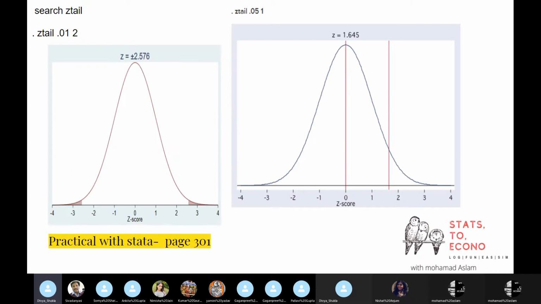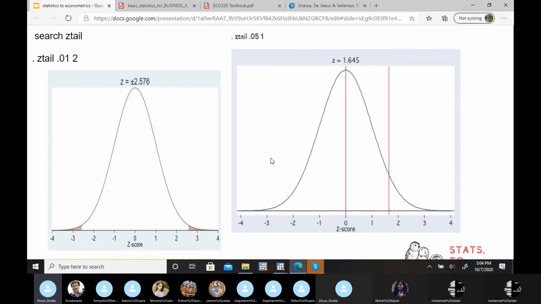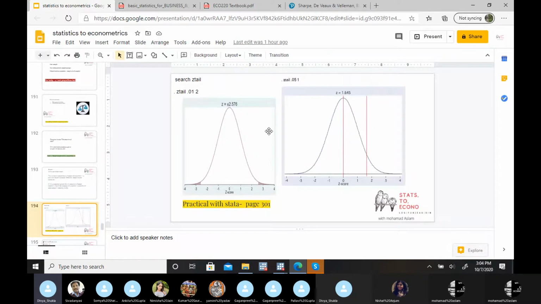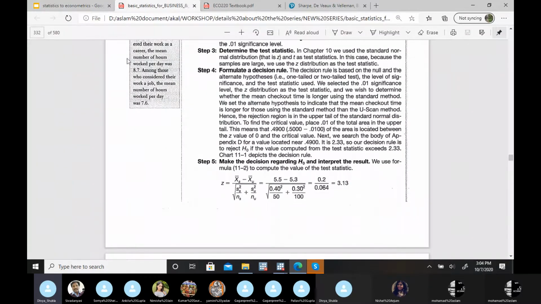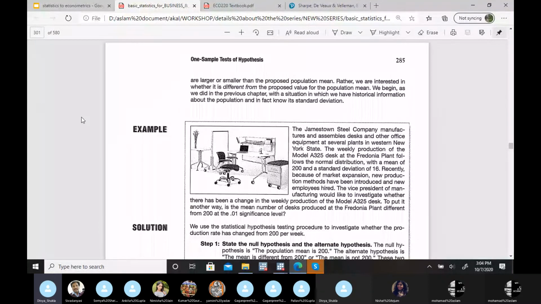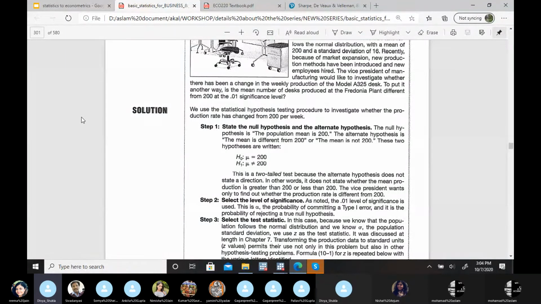So let's start with the first case, which we started yesterday. I hope you have this data set. Yesterday I shared the data set. So today I'm going to do this exercise with the data set. Let's start with the same example which we did yesterday. This is page number 301. This example we did yesterday, right? We were trying to compare the mean with some specific population parameter where we decided the null hypothesis is mean is equal to 200 and the alternate hypothesis was it's not equal to 200.